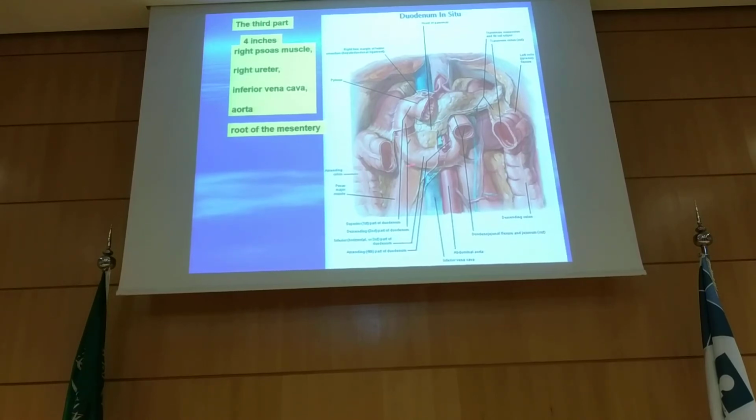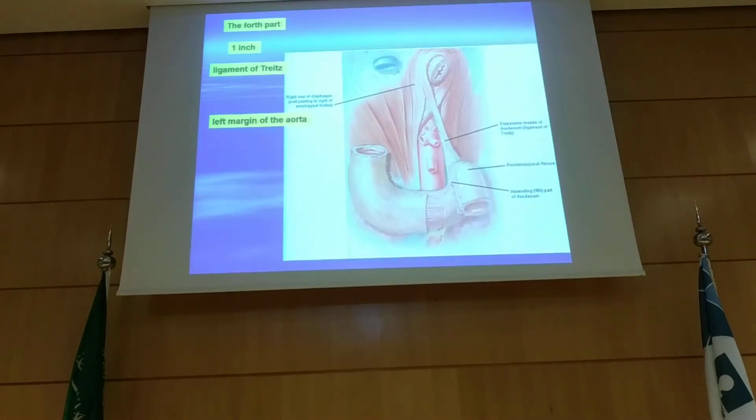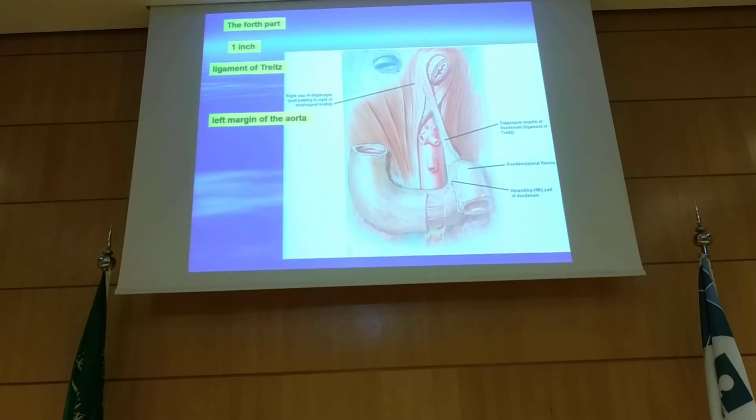So the third part of the duodenum, which is 3 inches, first part is 2 inches, second part 3 inches, third part is 4 inches. Okay, it extends from the psoas muscle to the other psoas muscle, crossing the inferior vena cava and the aorta as well, plus the gonadal blood vessels and the ureter. Now the last part of the duodenum is the shortest part, which is only 1 inch in length.